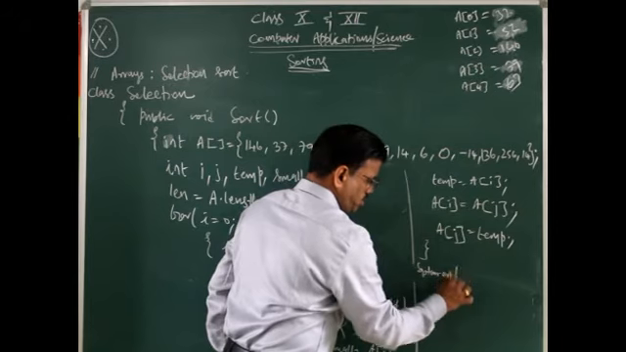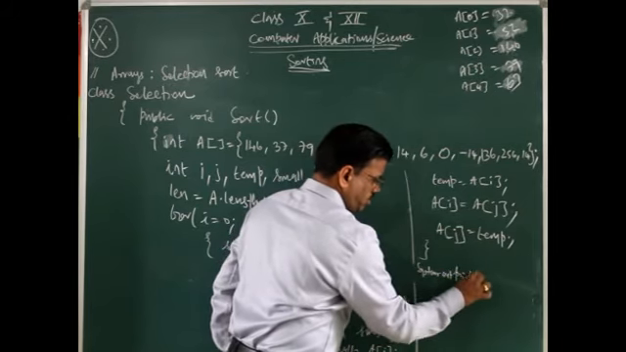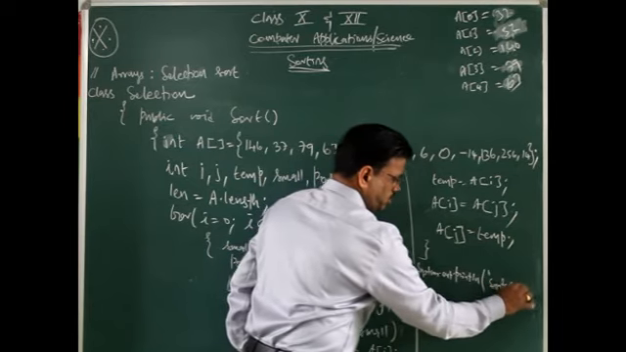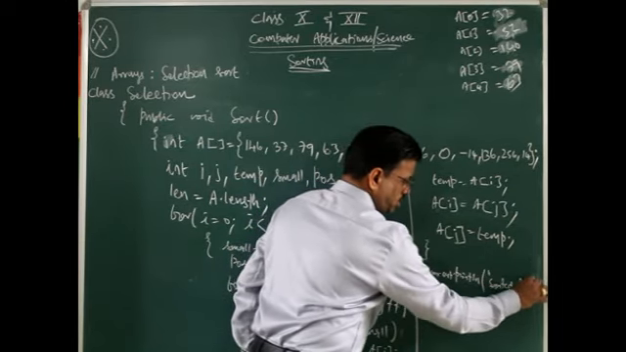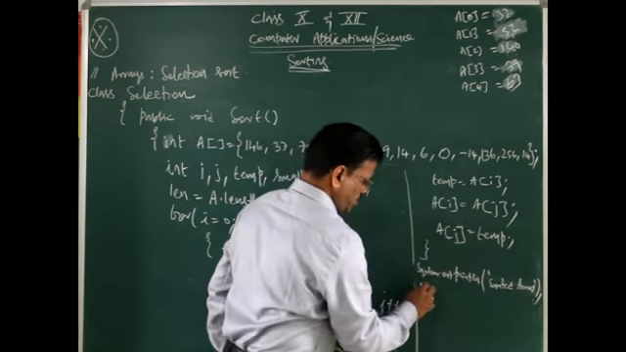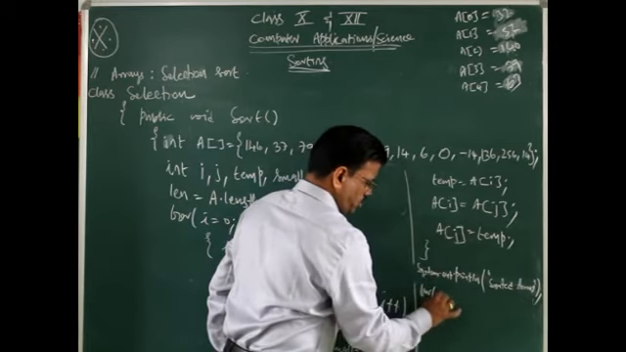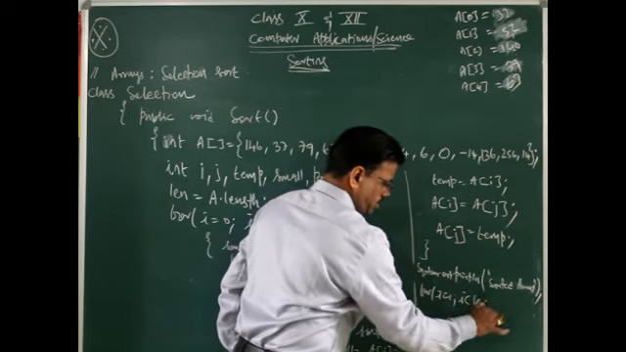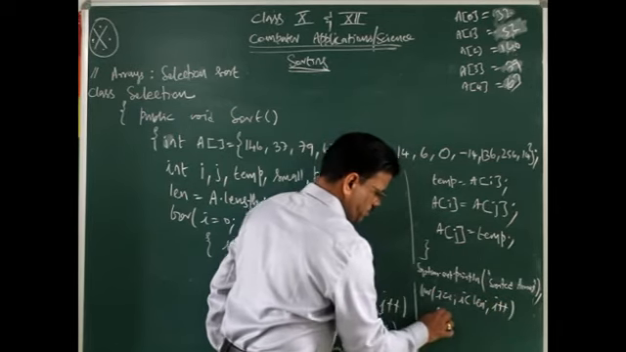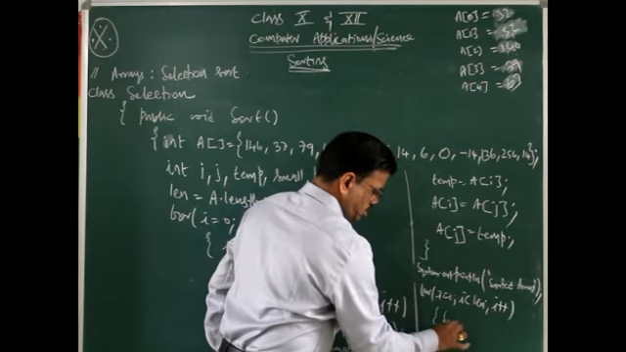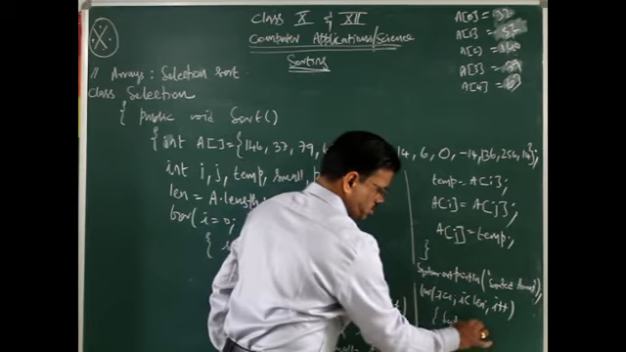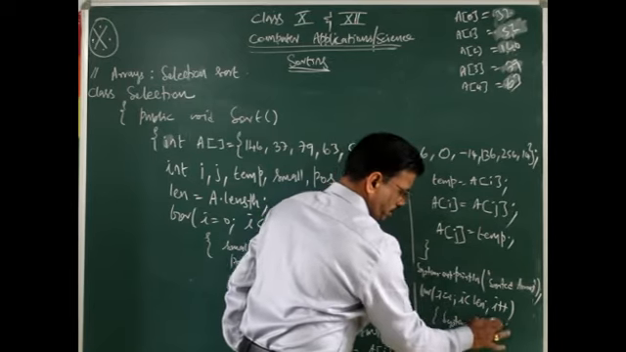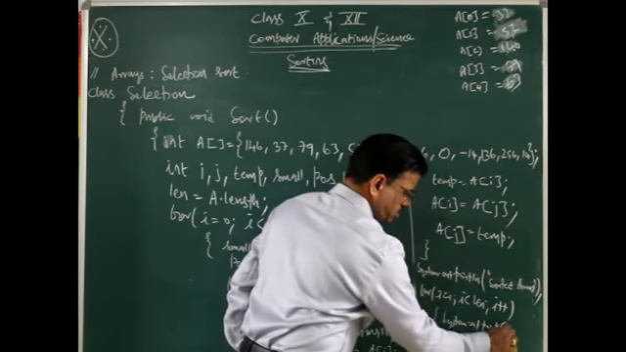System dot out dot print, and then sorted array. So what I do is, for I is equal to 0, I is less than the length, I++, system dot out dot print.